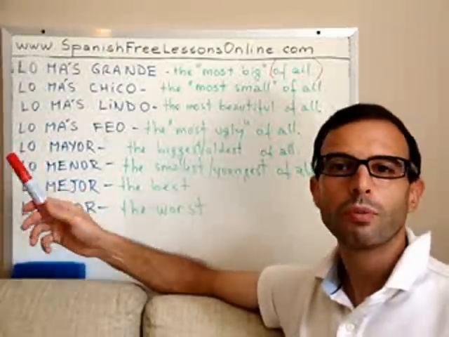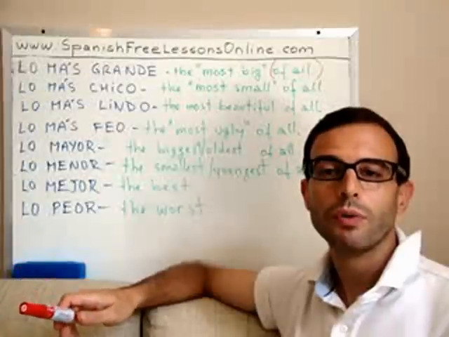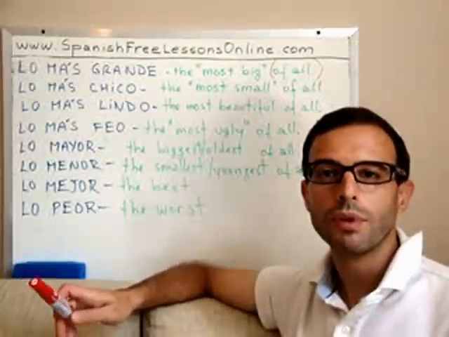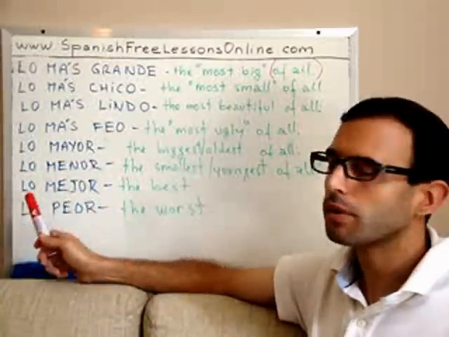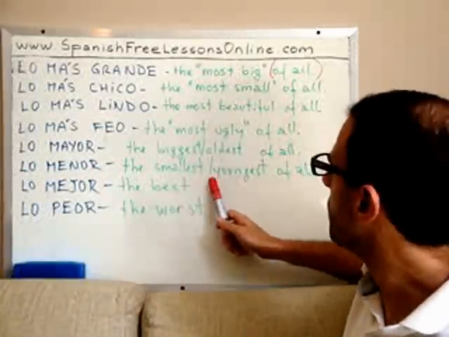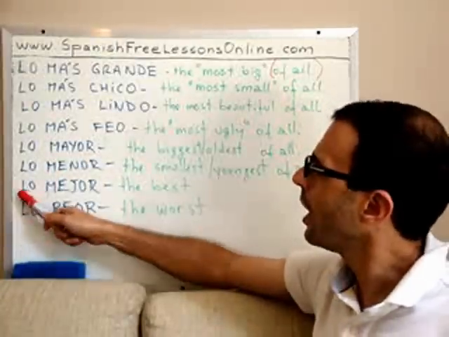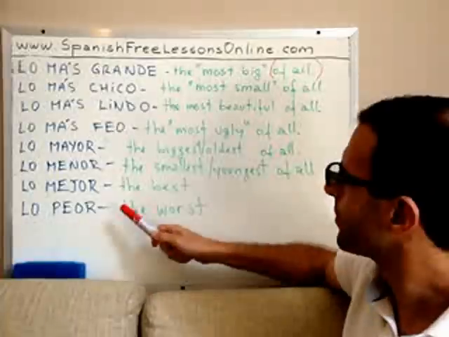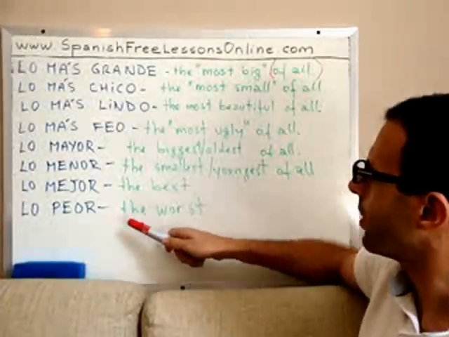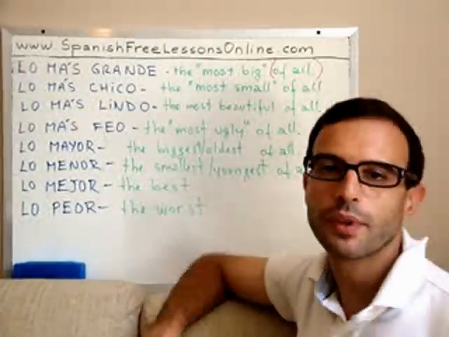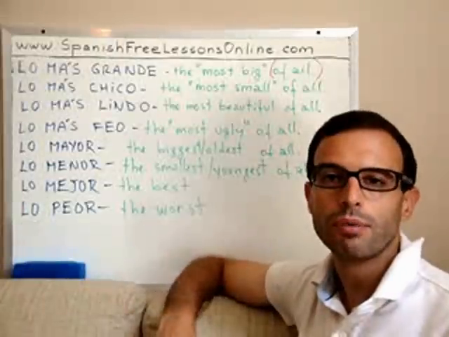So mayor, when you're comparing people, means older. When you are comparing objects, it means bigger, okay? Lo menor, the smallest or the youngest of all, same as with mayor, okay? Lo mejor, the best. Lo peor, the worst of all, okay? Also abstract. So these we've seen in the previous lesson, okay?